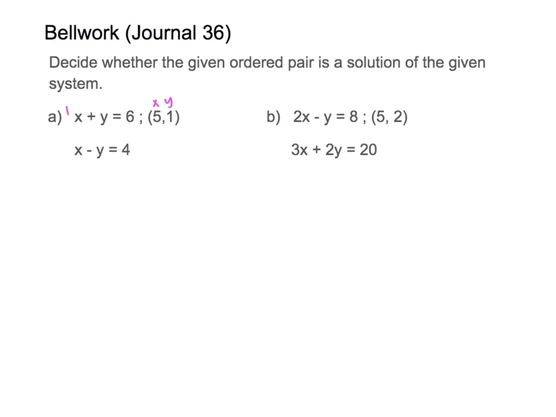So in other words, there are two equations, and what I'm going to do is plug in my x value and my y value and see if I do get the number that's on the right-hand side. So I'm going to plug in 5, I'm going to plug in 1, and when I add them, I do get 6, so that one works. If I plug into the second equation, 5 minus 1 does give me 4, so this pair is true, or is a solution.